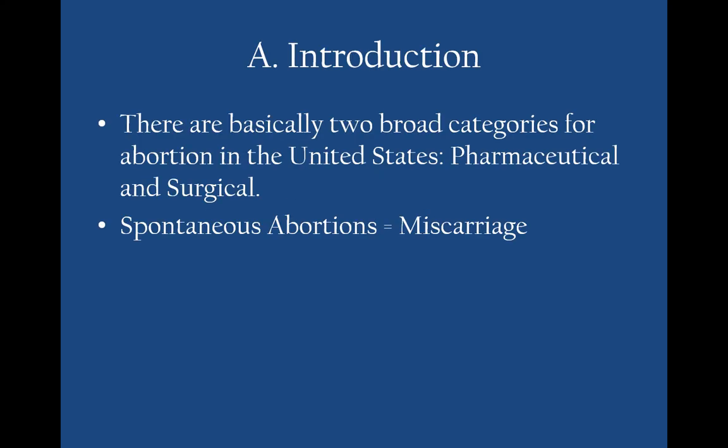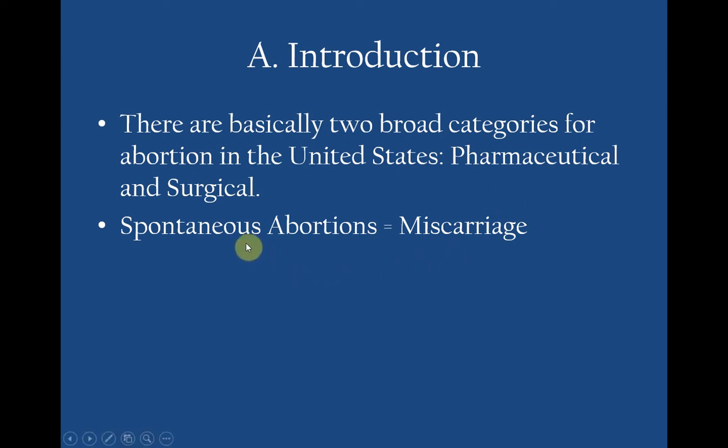So I'm going to give you two categories of abortion. Basically, there are pharmaceutical and surgical abortions. So when we talk about abortions and how people actually end a pregnancy, they can be divided into two categories. Pharmaceutical means the use of some sort of drug, and then a surgical abortion means that some procedure has been performed that intrudes into the woman's body in a surgical way. So pharmaceutical and surgical abortions.